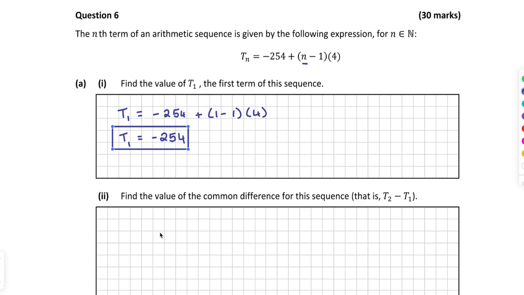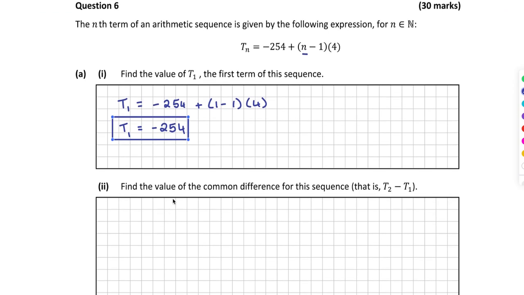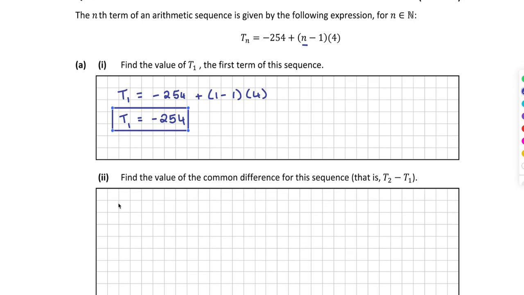Now it says find the common difference, that is t2 take away t1. So if I know what t1 is, let me just get t2. I'm going to get minus 254 plus 2 minus 1 multiplied by 4. That's going to be minus 254 plus, 2 take away 1 is 1, 1 multiplied by 4. So I'm going to get minus 254 plus 4, which gives me minus 250.